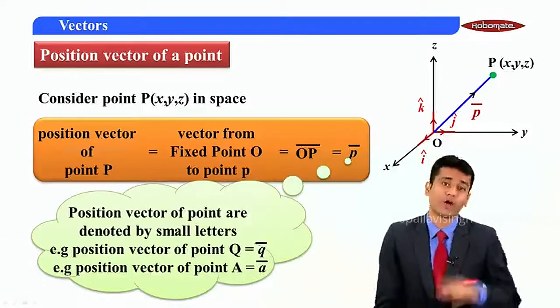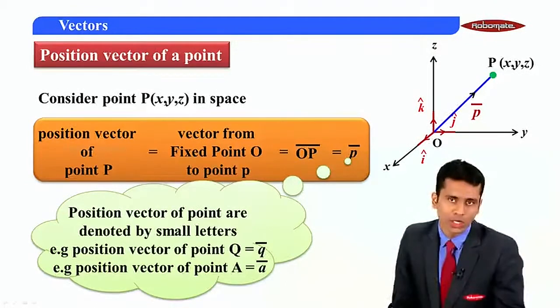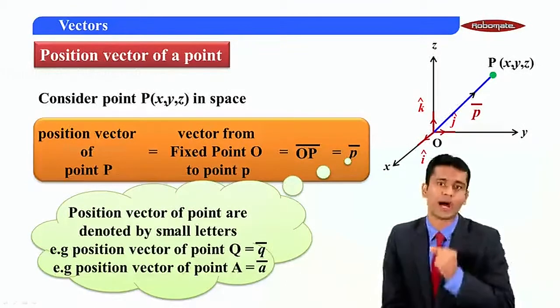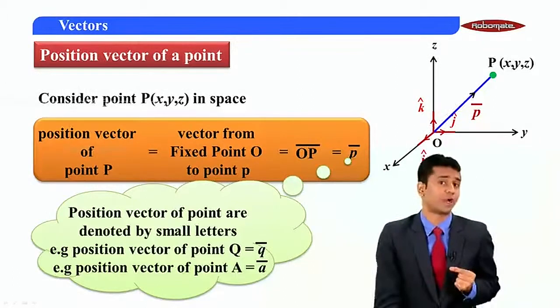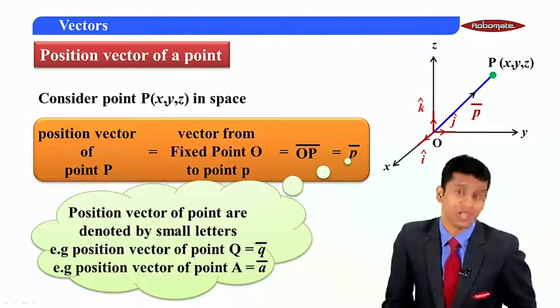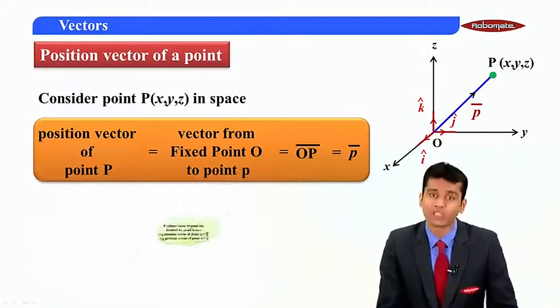If I want to denote the position vector of point Q, it is OQ bar, which is small q bar. And if I want to denote the position vector of point A, it's OA bar, denoted as small a bar. Now what is OP bar's value?